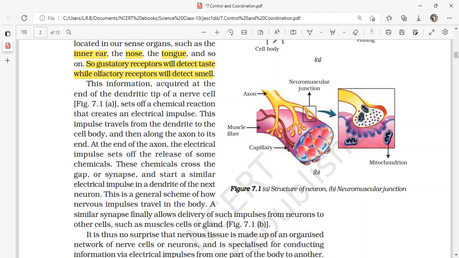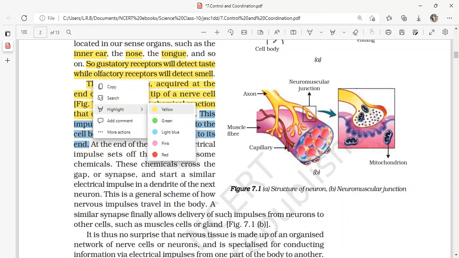Okay, so this information acquired at the end of the dendritic tip of a nerve cell sets off a chemical reaction that creates an electrical impulse. This electrical impulse created by the dendritic ends will travel through the nerve cell. That is how the signal of the sense or the response is transmitted. This impulse travels from the dendrite to the cell body, and then along the axon to the ends of the axon.